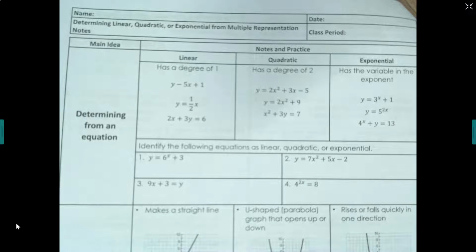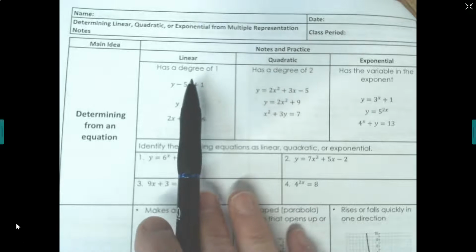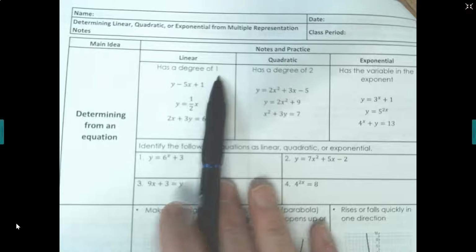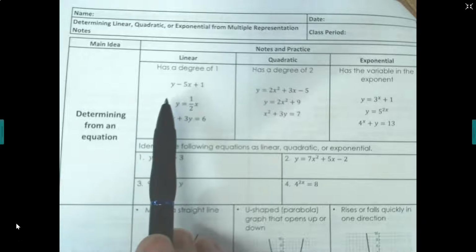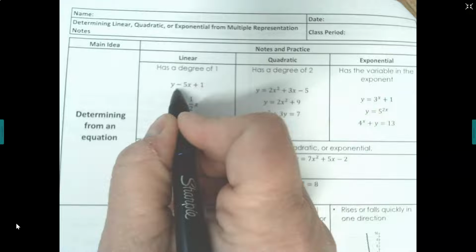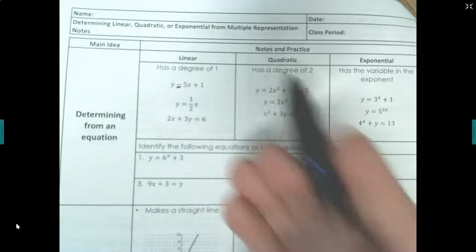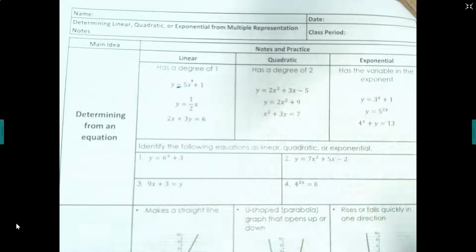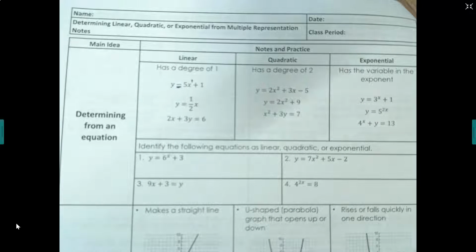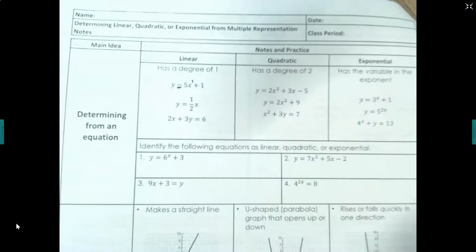First thing we're going to look at is from the equation. We've talked about this previously. When you're looking at the equation, it depends on the degree or the variable placement to determine whether we are linear, quadratic, or exponential. So in order for an equation to be linear, it's going to have a degree of 1, meaning the highest exponent is 1. So when we look here, this is really y equals 5x plus 1. That's 5x to the first. So the highest exponent is a 1, so that is linear.